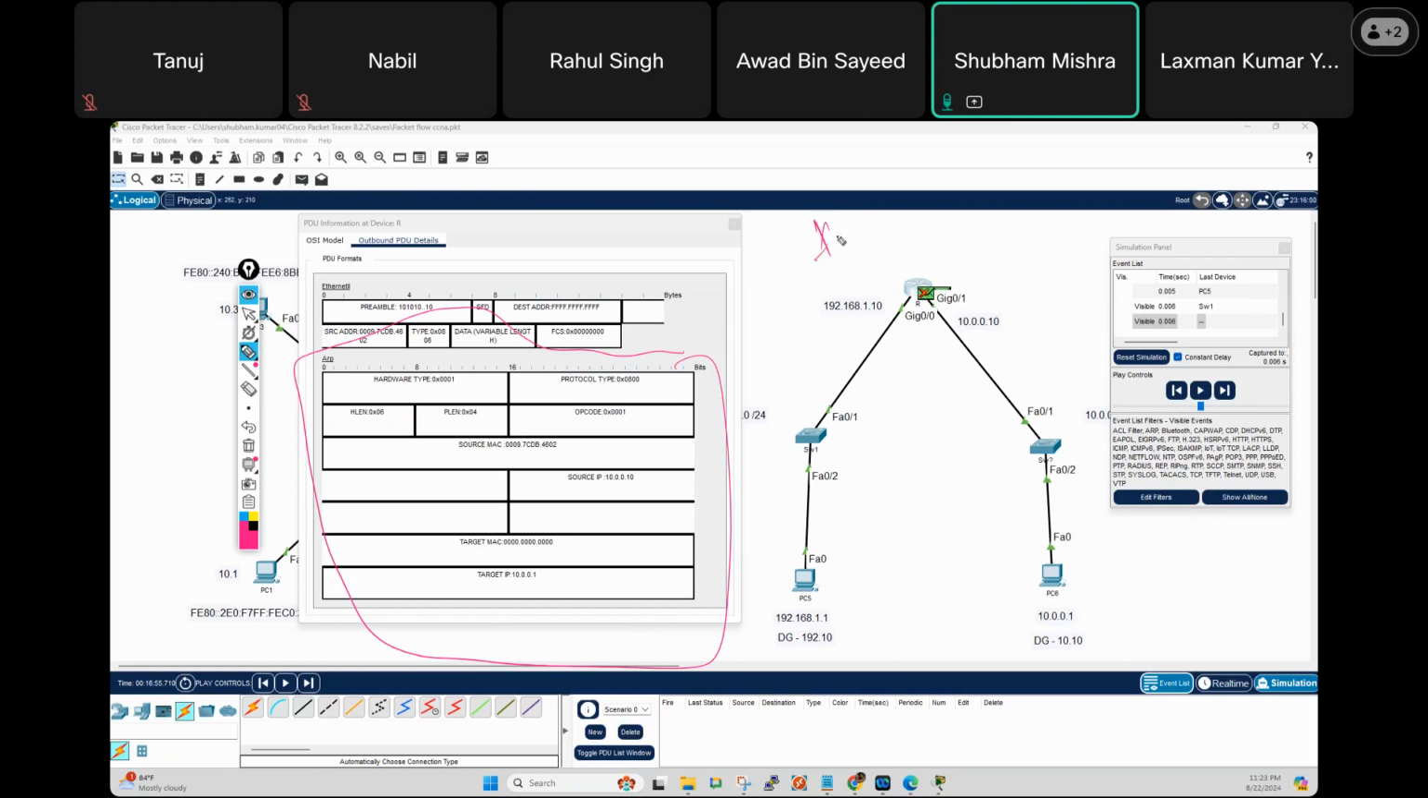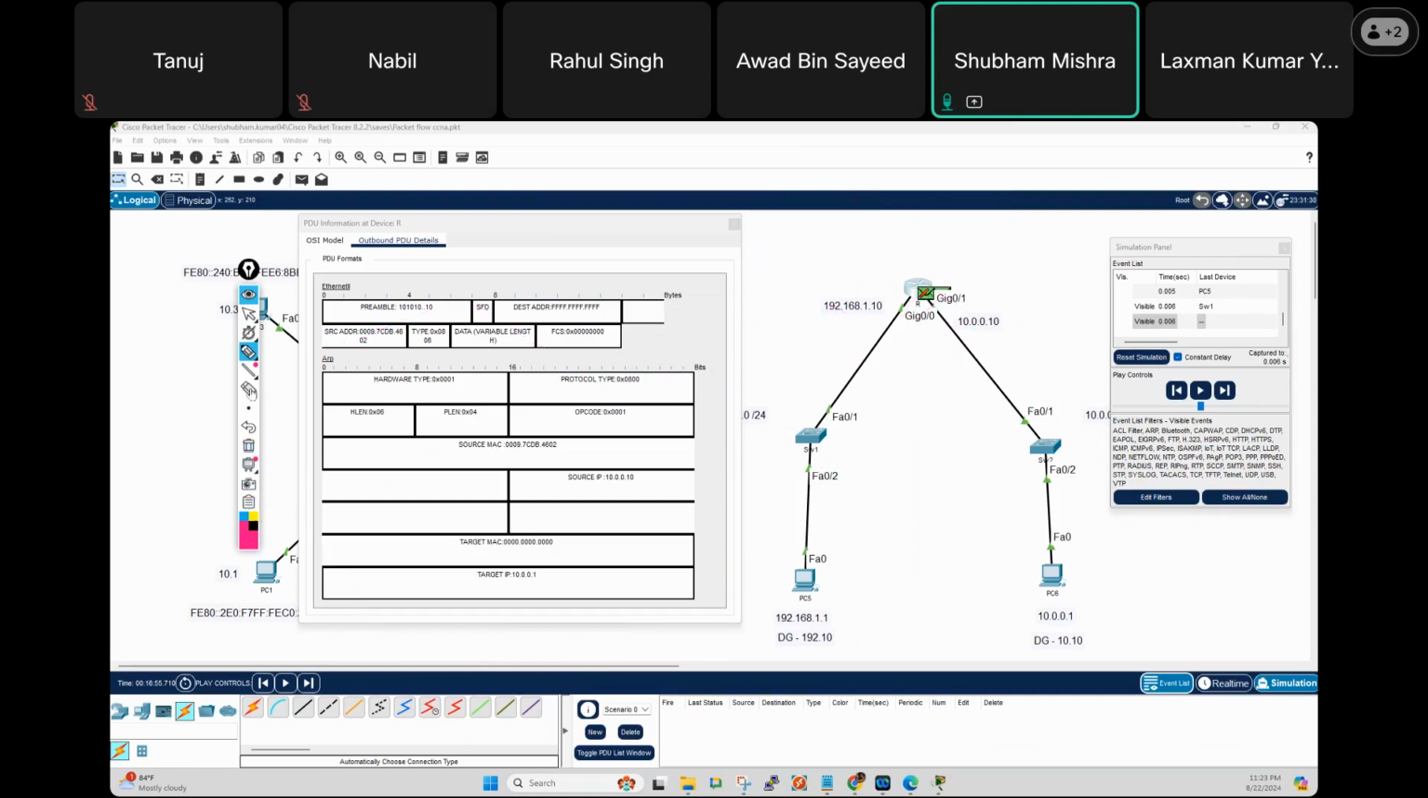I think I told you in the previous class also, the router does not forward the ARP packet from one network to another network because this is a broadcast packet. After that, I told you one more concept, but the router can generate a broadcast packet like an ARP packet. I told you these two things. Don't be confused.